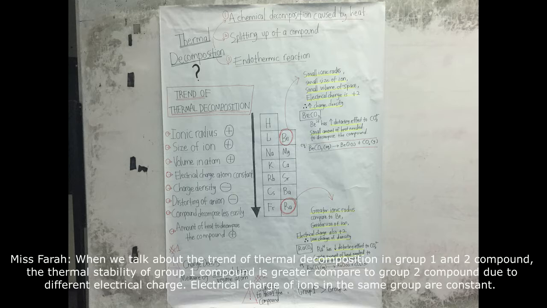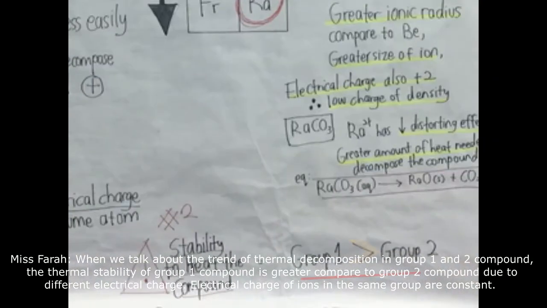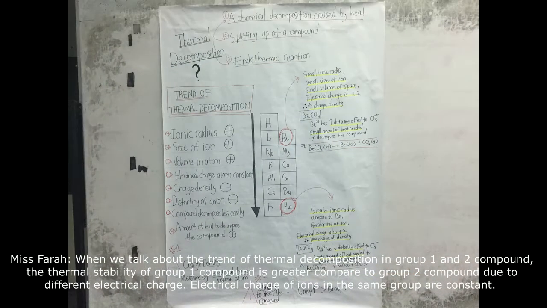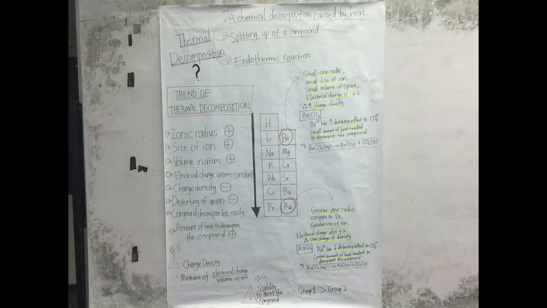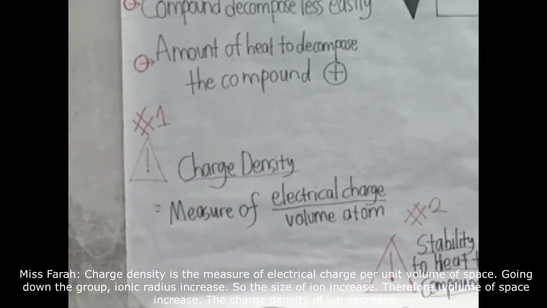When we talk about the trend of thermal decomposition in group 1 and 2 compounds, the thermal stability of group 1 compounds is greater compared to group 2 compounds due to different electrical charge. The electrical charge of ions in the same group is constant. Charge density is the measure of electrical charge per unit volume of space.